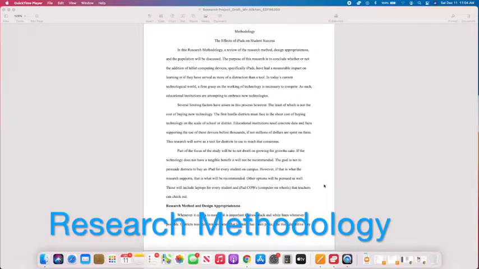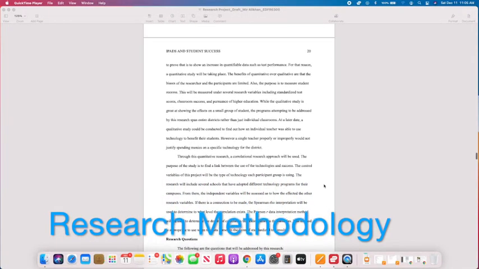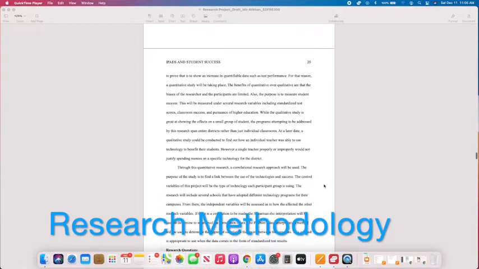The purpose of this research is to determine whether or not the addition of tablet or iPad computing devices, especially iPads, has had a measurable impact on learning of the end user. Whenever it comes to money, it is important to draw black and white, because it's taxpayers' money that we're talking about, and once this money is spent by the school district, it will be hard to retain it back or correct the issue if you've gone in the wrong direction. So that's basically what we're talking about under the research method and design.